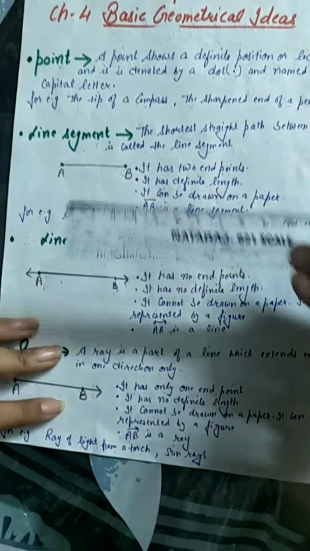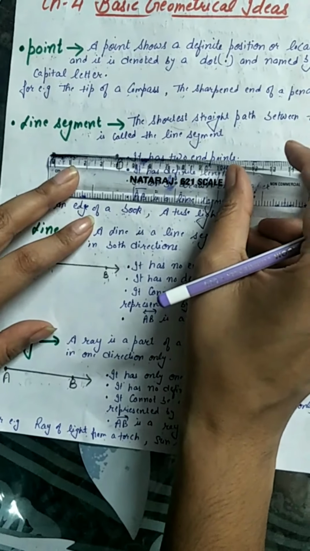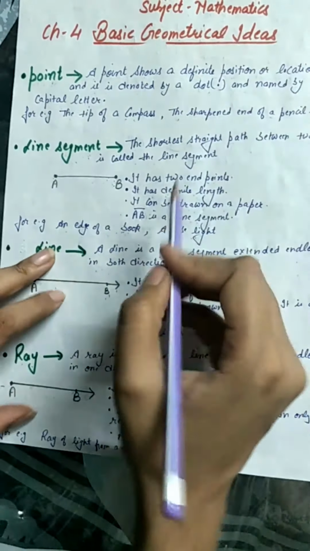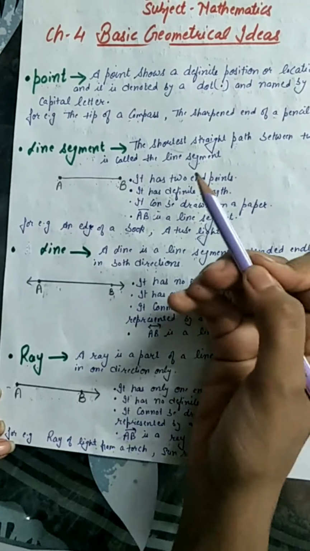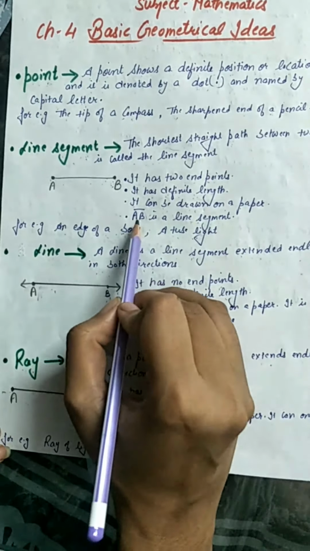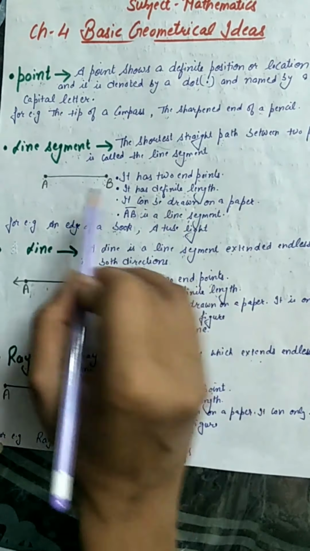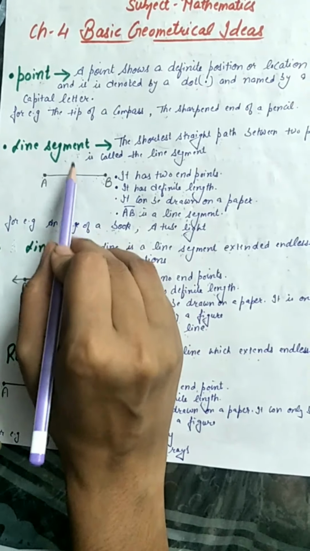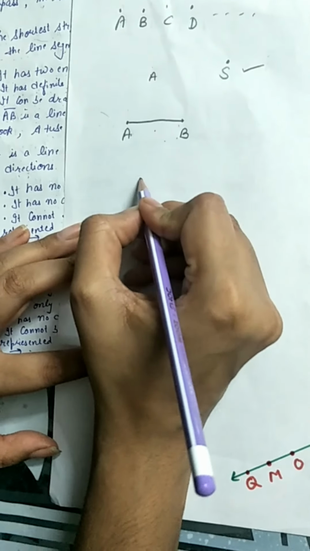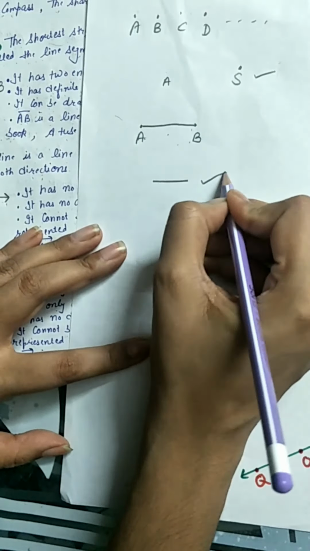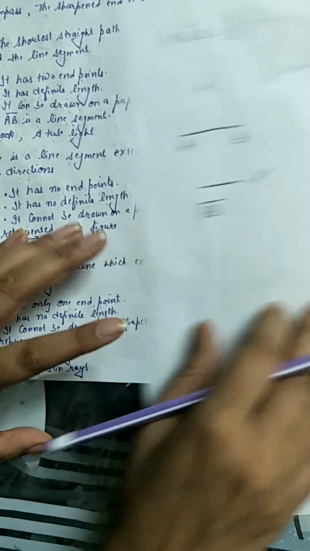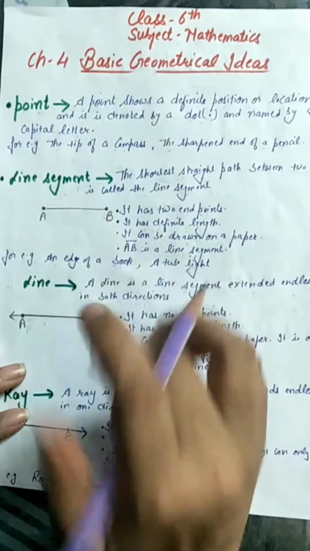See, we can measure it with a scale. AB is about 4 centimeters. So it has a definite length which can be measured. It can be drawn on paper. AB is a line segment. This is the representation of a line segment. Students, what is the symbol of a line segment? This is the symbol of a line segment. We can represent it as line segment AB. I hope line segment is clear to all.